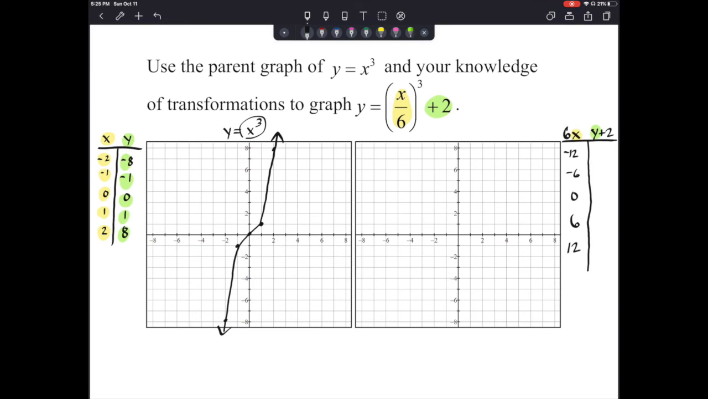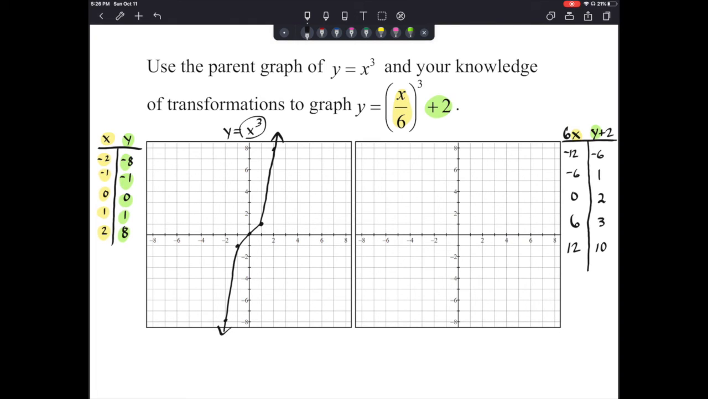So negative 8 plus 2 is negative 6. Negative 1 plus 2 is positive 1. 0 plus 2 is 2. 1 plus 2 is 3. And then 8 plus 2 is 10. Last step here, let's just go ahead and plot them.